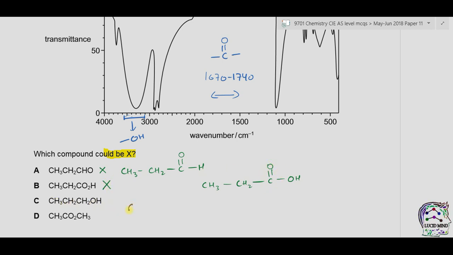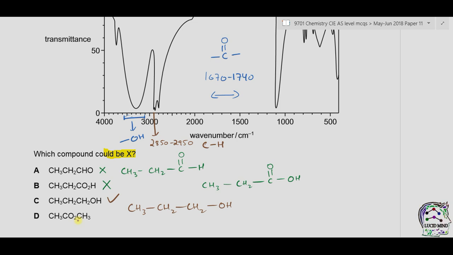C is alcohol, CH3, CH2, CH2, OH. As no carbonyl is present, only OH is present, so C could be correct, as the OH peak is shown. Also, we can see another peak from 2850 to 2950, which is due to the presence of carbon-hydrogen bonds. As carbon-hydrogen bonds are present in alcohol, C shows both these peaks, therefore C is correct.